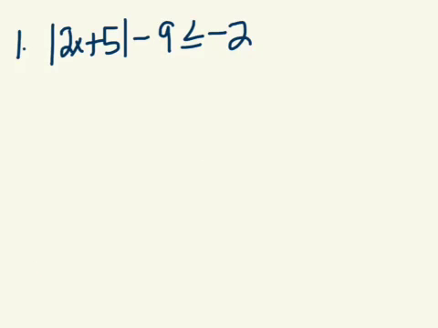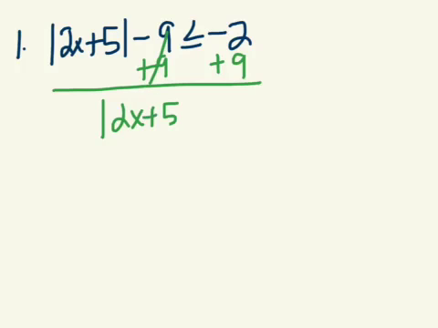This problem is number 1 on the Honors Algebra 2 SLO review. The first thing you want to do here is get the absolute value bars by themselves. So you're going to need to add 9 to both sides. So you have the absolute value of 2x plus 5 is less than or equal to 7.